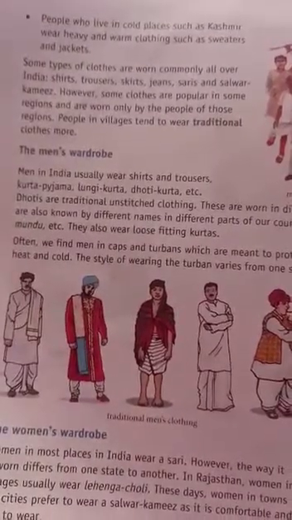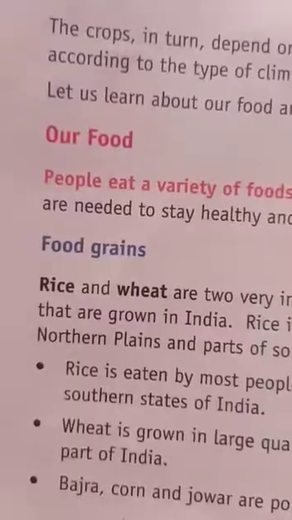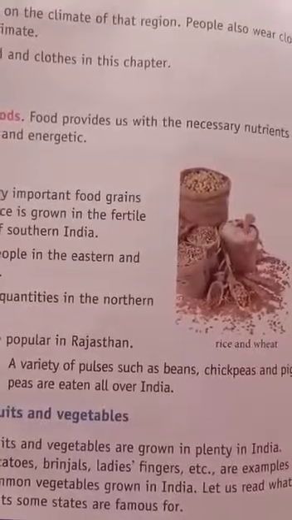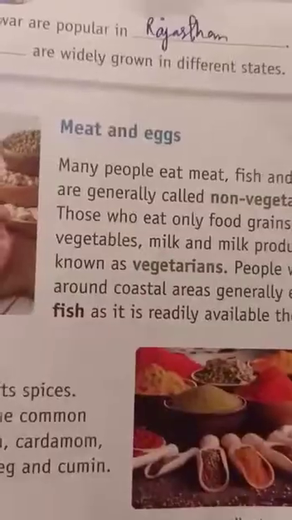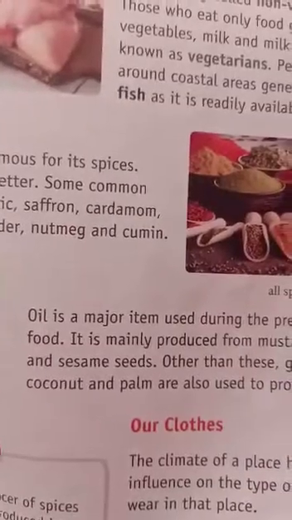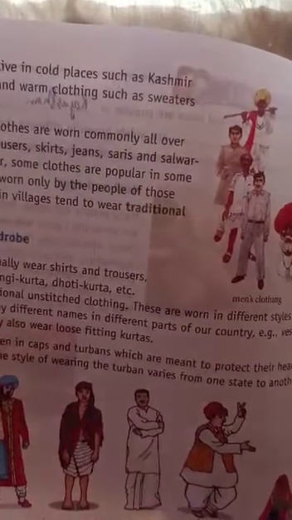So in conclusion, let me recall it. Food production in India includes food grains such as rice, wheat, pulses and cereals, and fruits and vegetables, meat and eggs, spices, oil, and also some common dress which were worn by men and women are trousers, shirts, saris, etc.